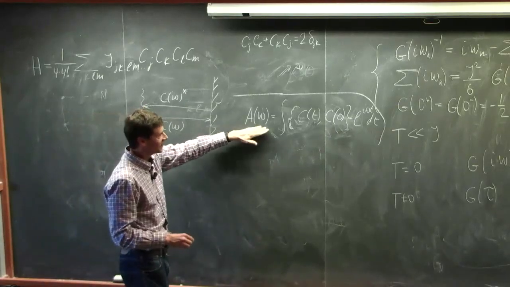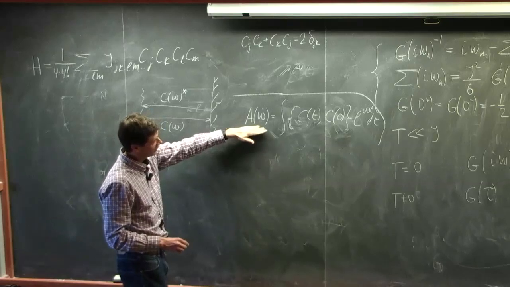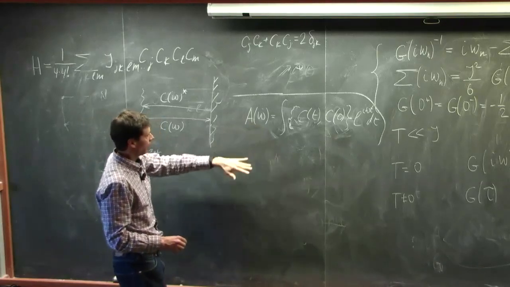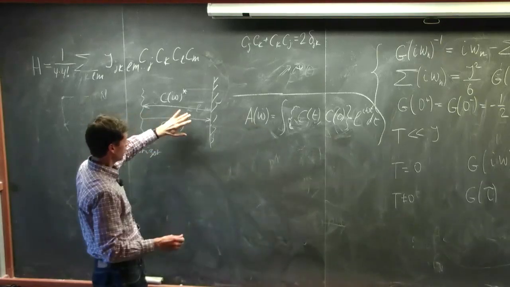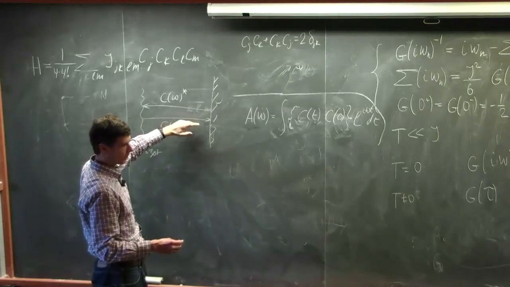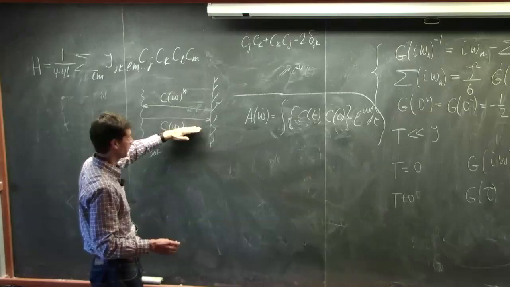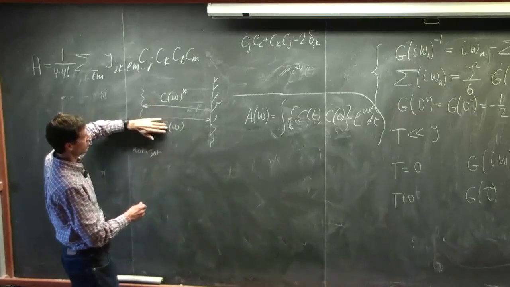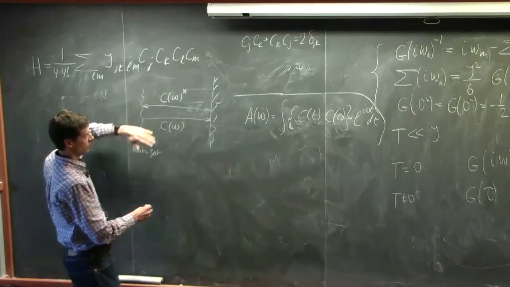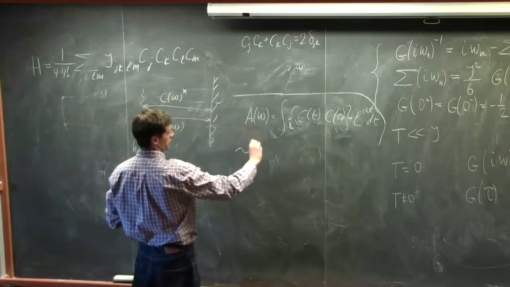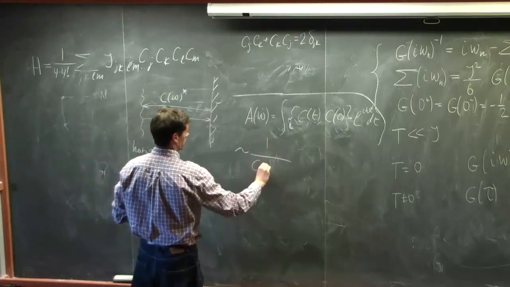When we have this function, it has a part that is analytic in the upper half plane and a part analytic in the lower half plane. And these two parts are exactly C and C omega star. So A, this function is proportional to 1 over C.